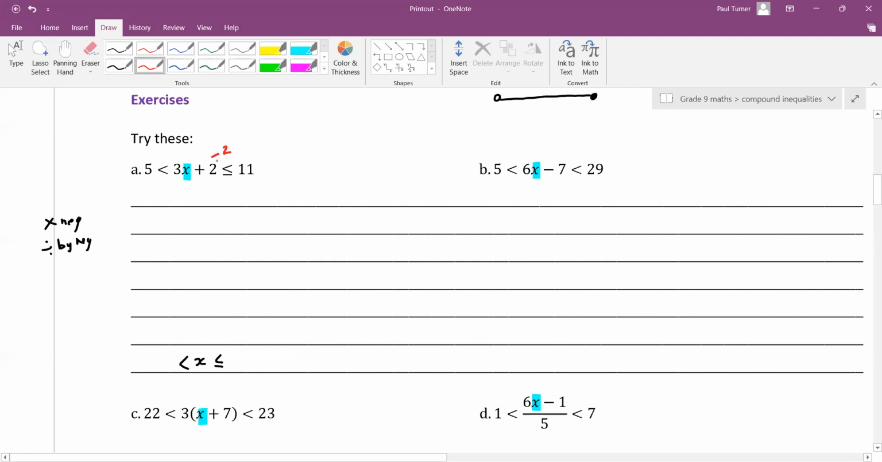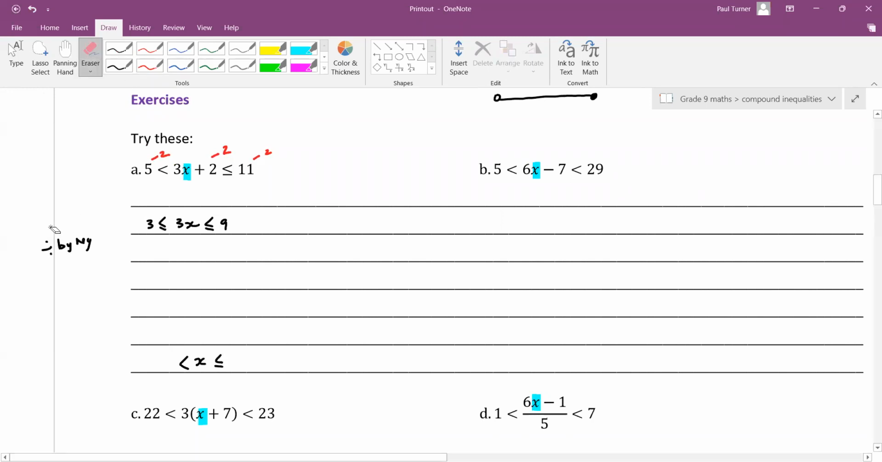So subtract 2 here, subtract 2, just like we do with equations and the other inequalities. So show that first on your working. 5 minus 2 is going to be 3. 2 minus 2 is 0. So that would be just leaving 3x in the middle. And 11 minus 2 is 9.